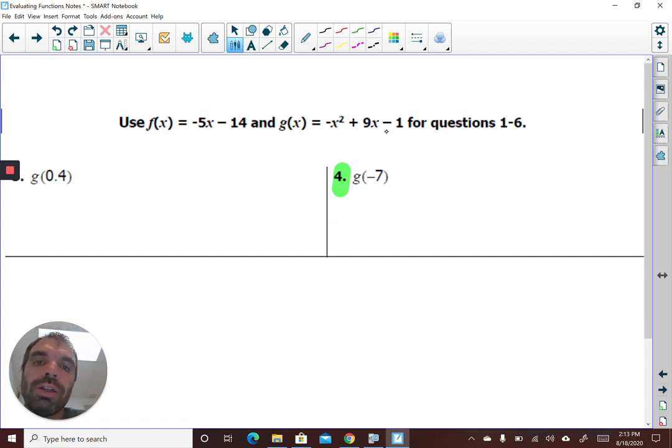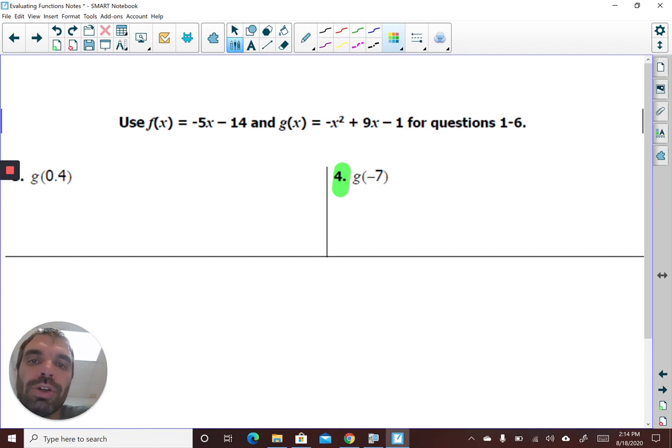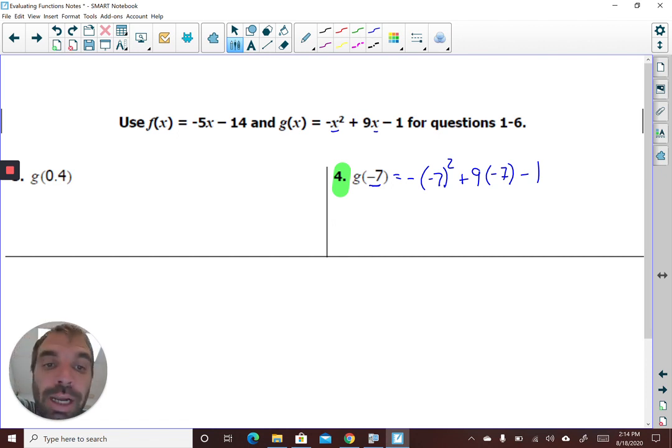So g is a little different, and that's why it's a little tricky. If you messed it up, that's okay. This is called learning. So g of x is a little tricky for a couple different reasons. This little negative right here makes things a little tricky, and the fact that there are two x's. That means I'm going to plug this negative 7 into both of those places, not just one. So that gives me negative 7 squared plus 9 times negative 7 minus 1. Then I've got to remember PEMDAS because I've got to do things in the right order.